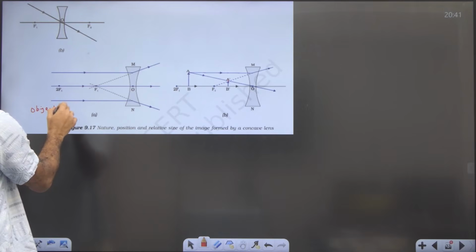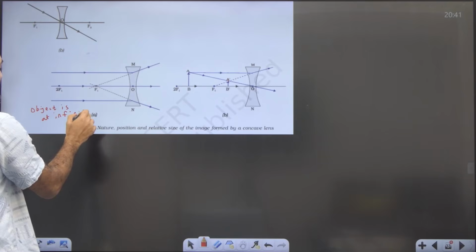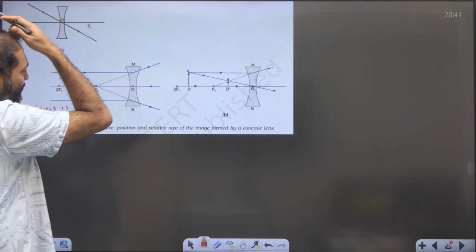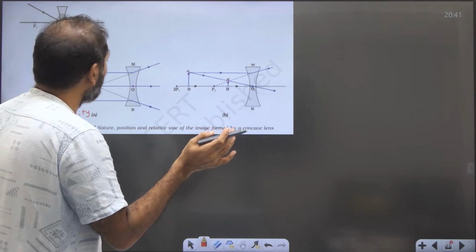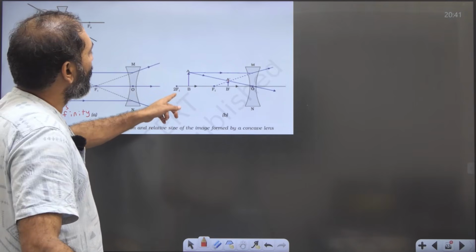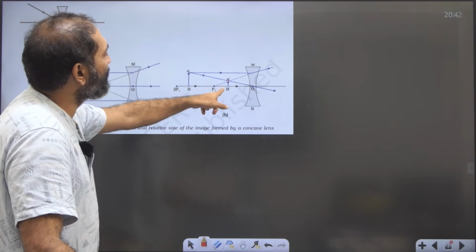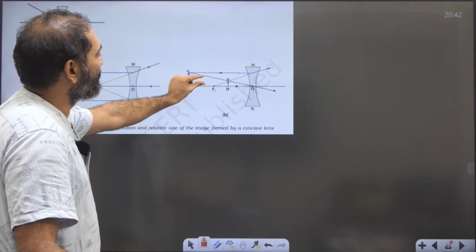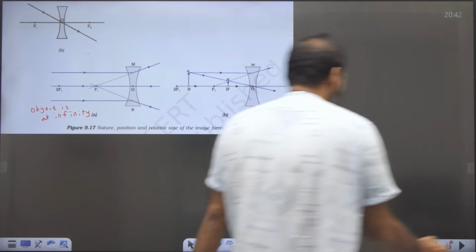Object is at infinity, where the image is formed at the principal focus. What about the size of the image? Point sized, highly diminished, virtual and erect. And here, what happens? The object is between 2F1 and F1. What about the image size? Diminished and erect.